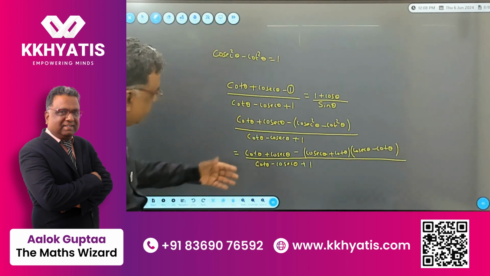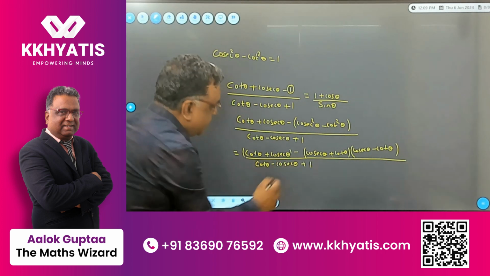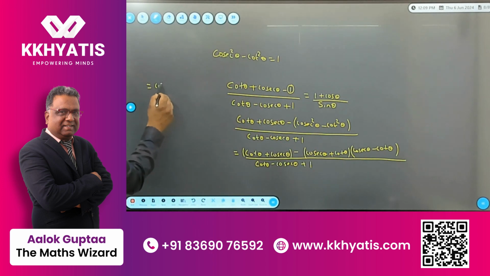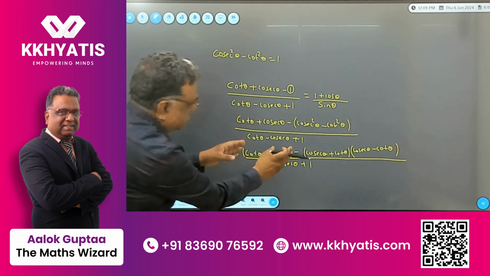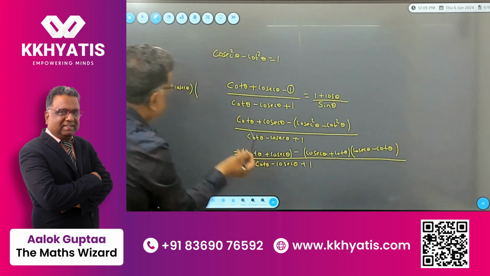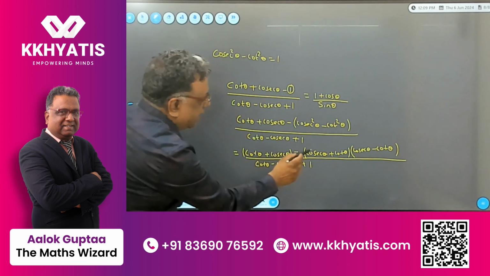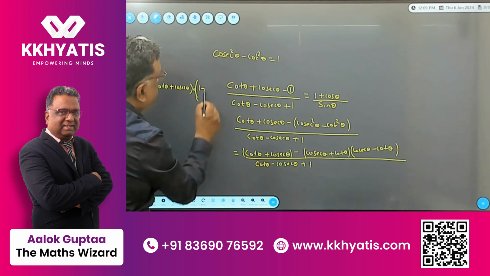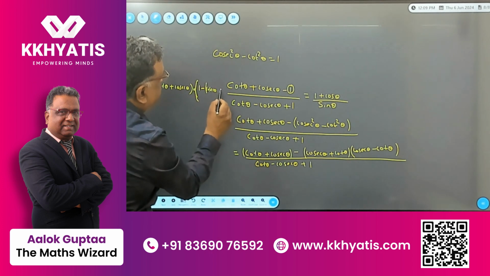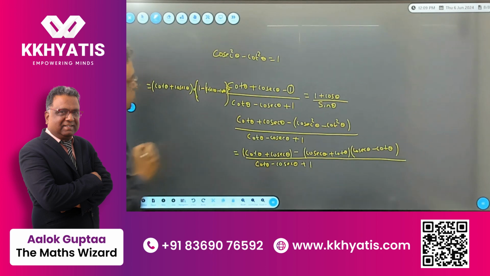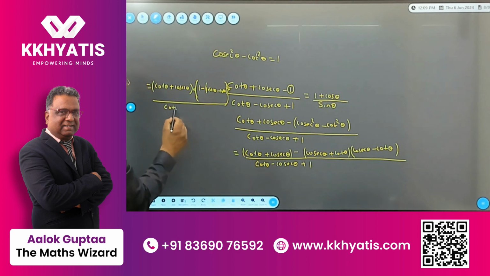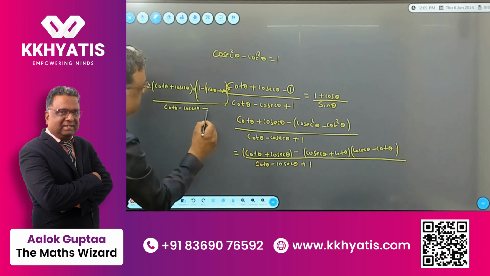Now if you see, here there is cot theta plus cosec theta and here there is cot theta plus cosec theta, so that I can take common. So I can take cot theta plus cosec theta common. If I take this common, here it has gone out, so it will remain 1, and here it will be minus (cosec theta minus cot theta). Understood? Upon cot theta minus cosec theta plus 1.